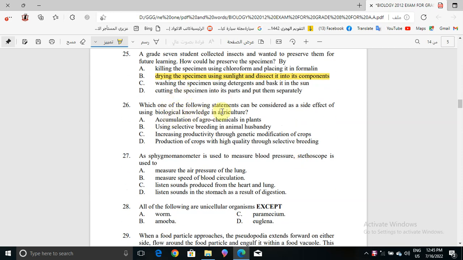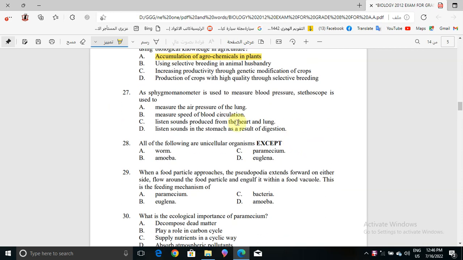Okay, now question number 26. Which one of the following statements can be considered as a side effect of using biological knowledge in agriculture? Accumulation of agrochemicals in plants, or using selective breeding in animal husbandry, increasing productivity through genetic modification of crops, production of crops with high quality through selective breeding. The correct answer will be accumulation of agrochemicals in plants, which can be considered as a side effect of using biological knowledge in agriculture.